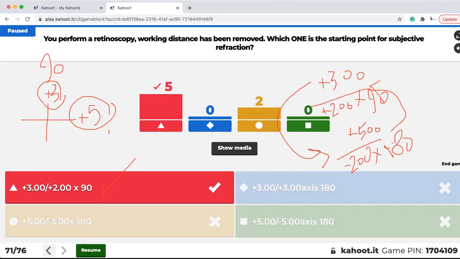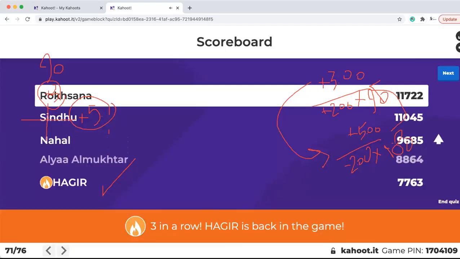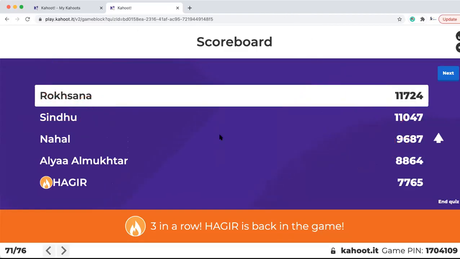Okay, so let's now move to the final question of today's session, and who got it right? Okay, Dr. Roxana, followed by Dr. Sindhu, Dr. Nahal, and let's now see the last question.